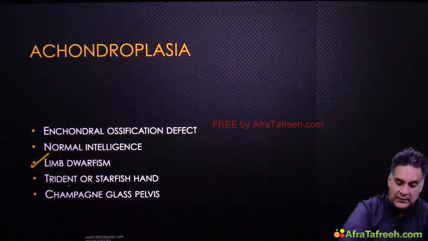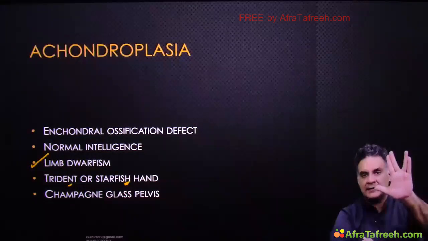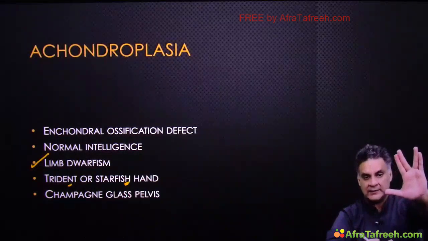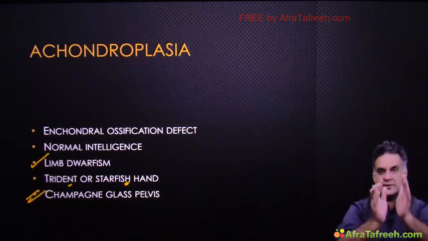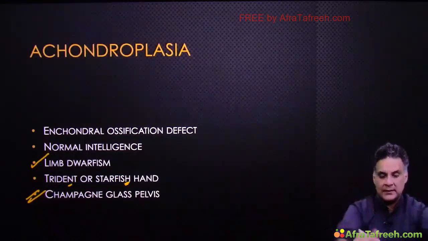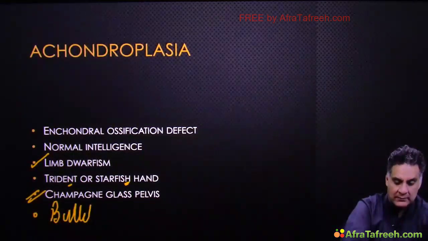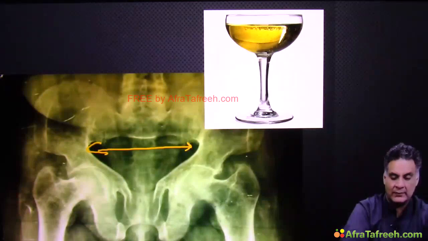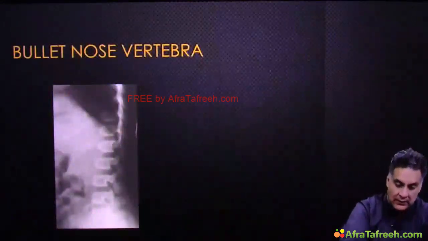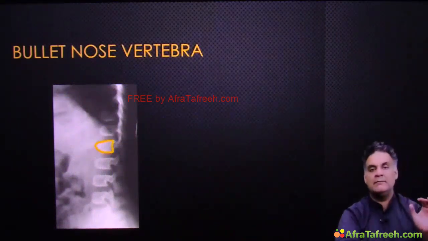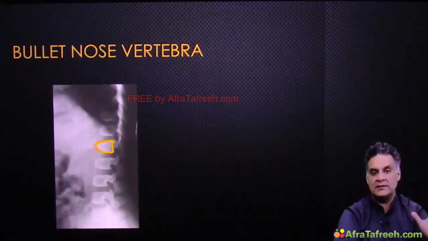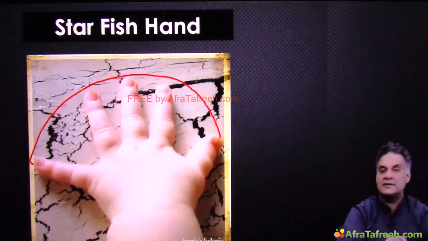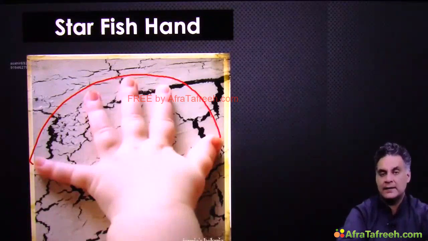The limbs are short. There is a trident or starfish hand. This is a trident hand, with a gap between the ring and the middle finger. Many people are not able to do that. I'll just have a word about it. And then champagne glass pelvis, which is a wider pelvis than the depth, and bullet-shaped vertebrae are seen. So this is the champagne glass pelvis, looks like a glass of champagne, and that's how the bullet-shaped vertebra look. Limb dwarfism, enchondral ossification defect, trident hand, starfish hand, all the fingers equal size, like the starfish hand.